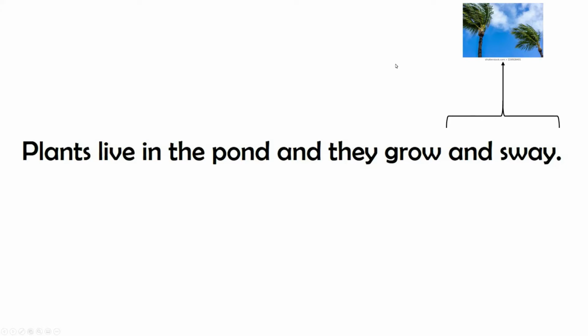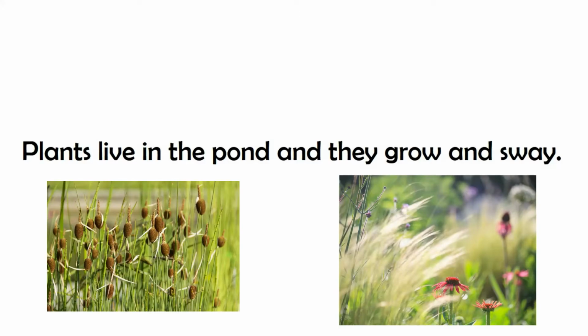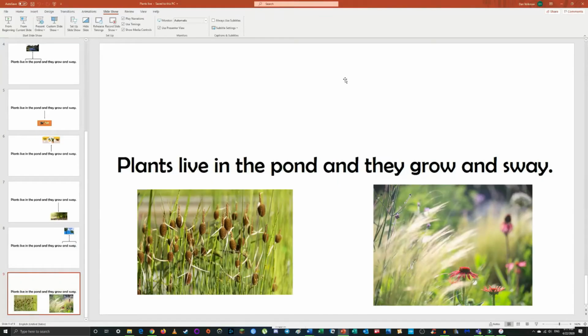So if the wind blows, it might move a plant to the side and force it to move left and right. So in the end, our main idea could be as simple as plants live. That could be it. Plants live. Take plants and live, because that's what the sentence is describing. It's describing how they live. They grow, they live, they sway, they live. They're in the pond and they live there.